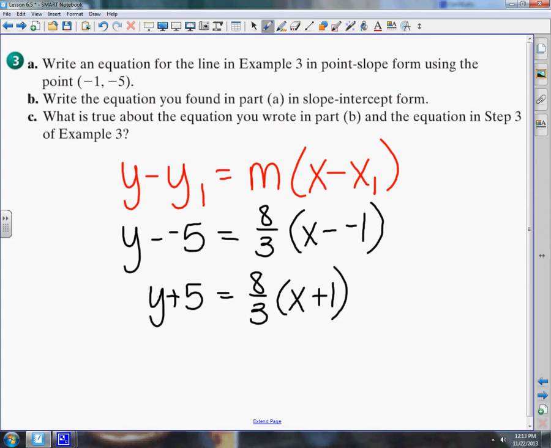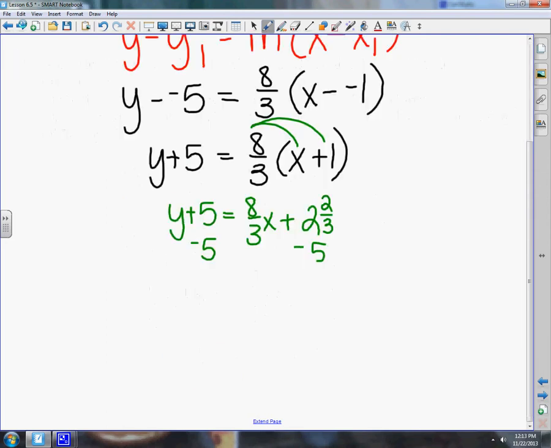And it says write the equation you found in part A in slope-intercept form. So now it wants us to change it. So then I would have y plus 5 equals 8/3 x plus 8/3, which if I rewrote that, it would be 2 2/3. And then I'm going to subtract 5 from both sides. So then you get y equals 8/3 x minus 2 1/3.